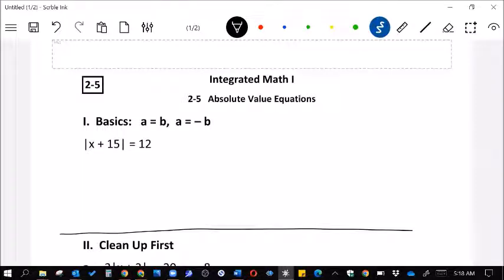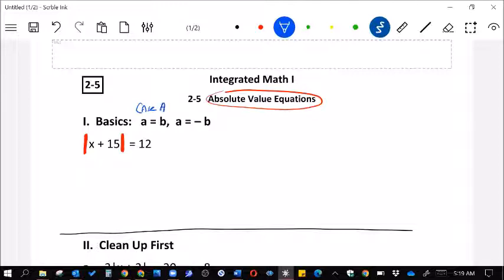Welcome. We're going to look at some absolute value equations. And what that means is that you have either a number, a letter, and usually an expression inside absolute value bars. Okay, so we're going to solve this. We want to know what x is, but absolute value equations have a very specific rule, and that's that you have to split it into two parts. You have a case A and you have a case B.